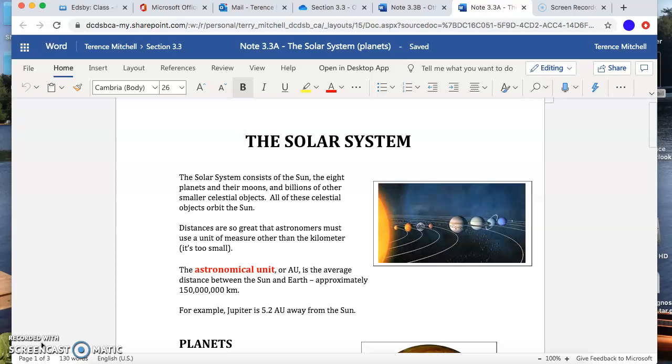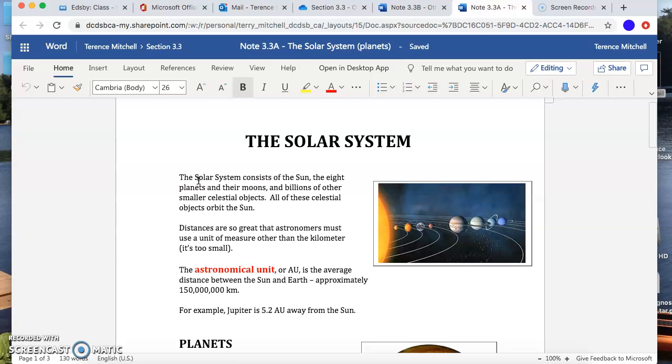So, first note we're going to look at here is the solar system. Now, solar system, solar means star. So, a solar system is any system of things, celestial or outer space objects, that orbit a star. We're going to look at our star system today, our solar system, and that's everything that goes around the sun. The sun is our star, it's the closest one to us.